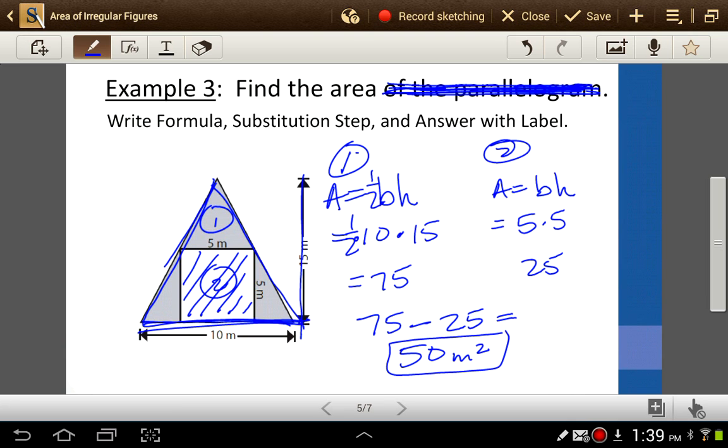So sometimes instead of breaking it up into pieces where you're adding, you can actually break it up into pieces where you're finding the area of something larger and then subtracting the pieces that are missing from that larger shape. Okay? If you need to pause, go ahead and pause. Otherwise, we'll be moving on to our next slide.